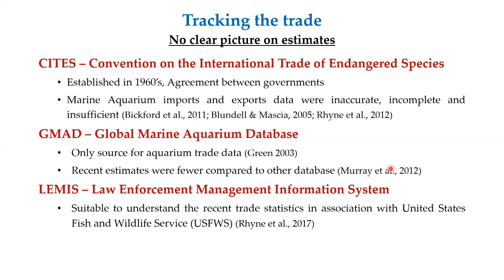Of course, there are three major players who are regulating this marine ornamental trade. One is CITES, the Convention on the International Trade of Endangered Species. It was established in the year 1960 in agreement between the governments who are doing the import and export of marine ornamentals. Unfortunately, there are a few reports which indicate that the import and export data were inaccurate, incomplete and insufficient, because most countries don't have proper management of the data to give to CITES.